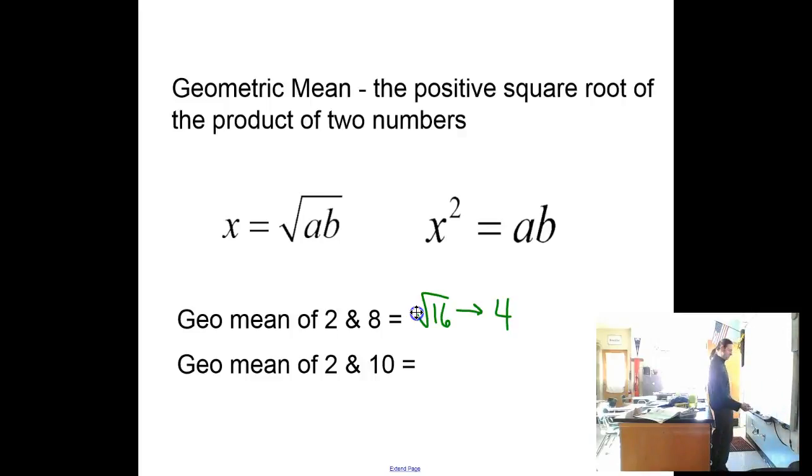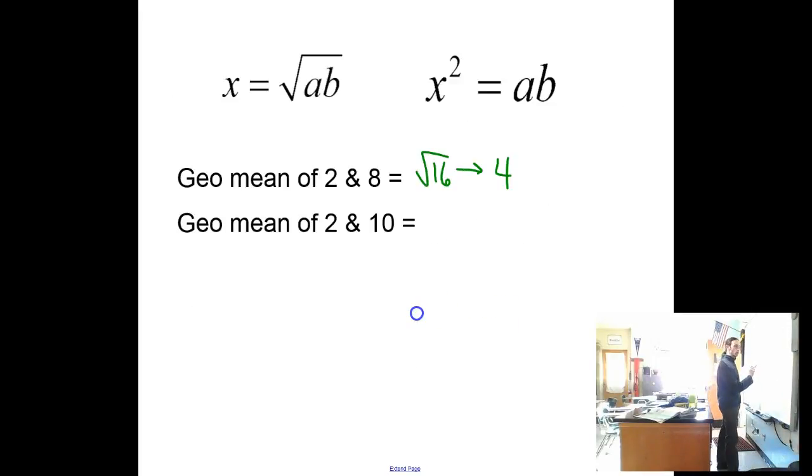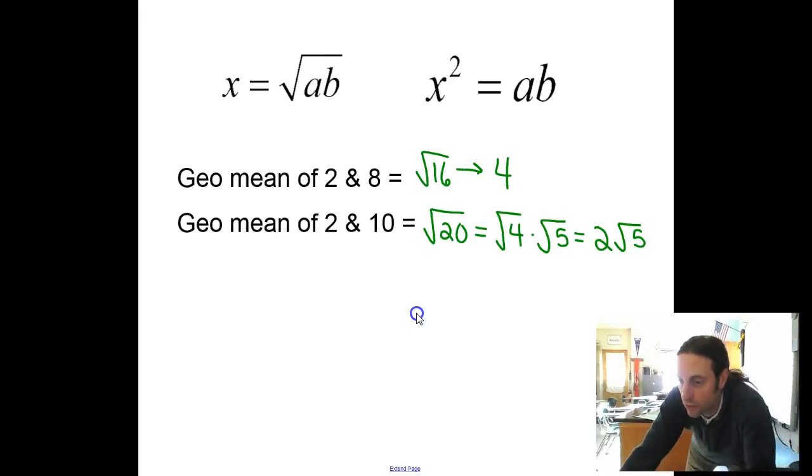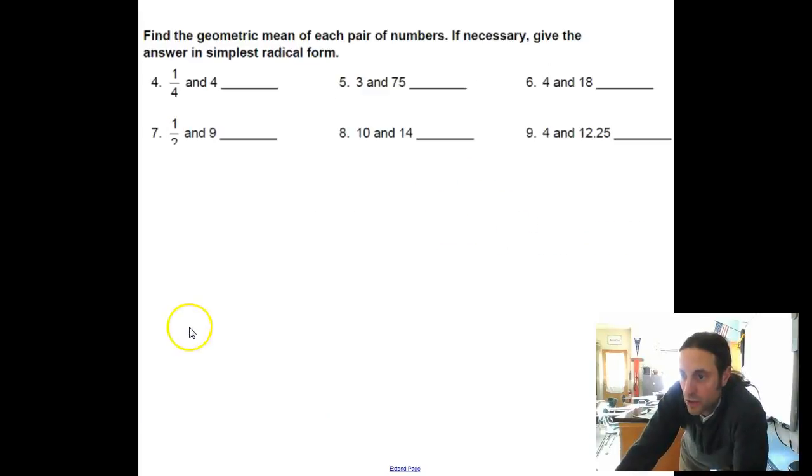The next one here, 2 times 10 is 20. Well, 20 is really, again, if you want to prime factor it, it's the square root of 4 times the square root of 5, which means it's 2 square roots of 5. So this is an old thing. We've been practicing it for a while, but now we really need to have this concept down, because I want you to pause the video and try these 6 problems right here.